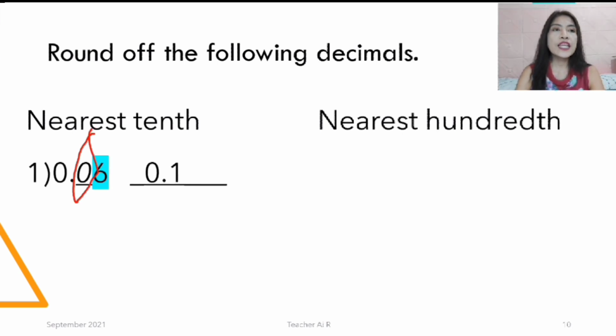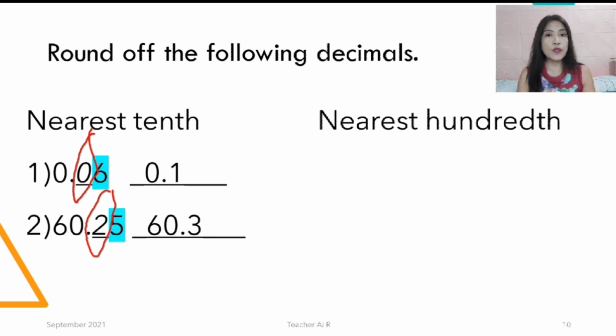Number 1, the number to be rounded off is 0, and your test number or reference number is 6. We said that if it's 5, 6, 7, 8, 9, you add 1 to the number to be rounded off. So you add 1 to 0. So 0 plus 1 is 1. And then drop off the 6. Do not include number 6. So your answer would be 0.1.